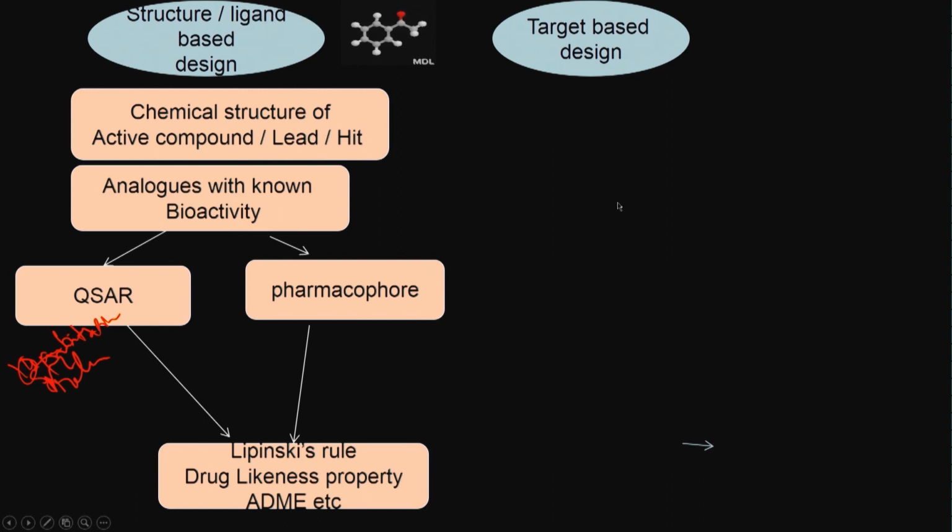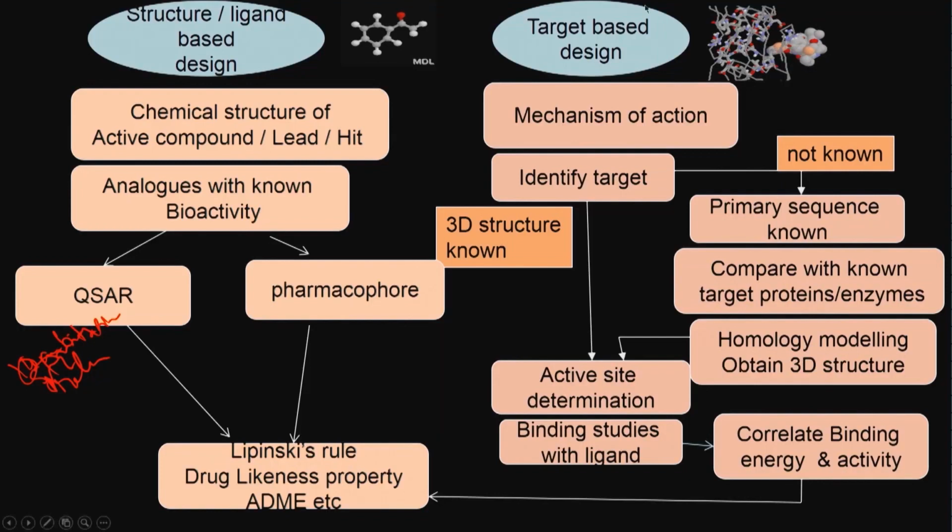Now the other approach is called the target based approach. That means I have some knowledge about the three-dimensional structure of the target, so I design molecules so that they go and bind very effectively into the target, form a good interaction with the amino acids present and so on. So that is called the target based approach. Okay. So what does that involve? It involves many things. First, I need to know the mechanism of action. That means I need to know how the drug goes and acts, what are the various pathways, what are the various enzymes involved and all. Then from there I identify a target.